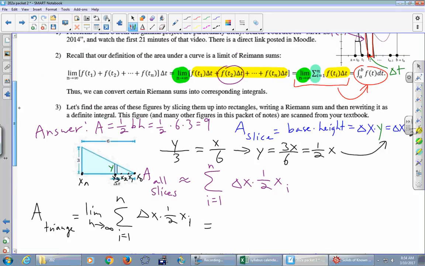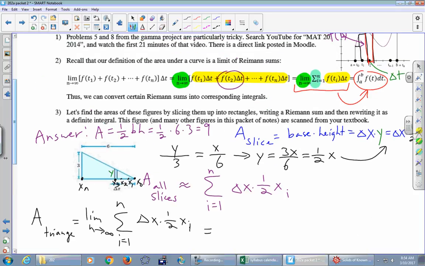The only difference between what we've just written and what's underlined in red up here, let's take a look at the pieces. Do we have this limit in the front of our thing? We got that. Do we have a summation from 1 to n? We got that. Do we have a delta t? Yeah, it's x in this case. We have that. The only thing that is ever going to change is this function. We just have to identify what the function is. What is the function? 1/2 x. That's the function. That's the only thing.